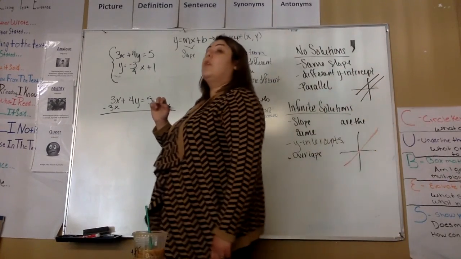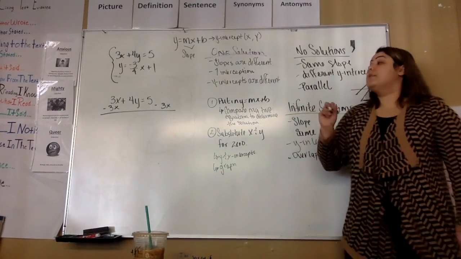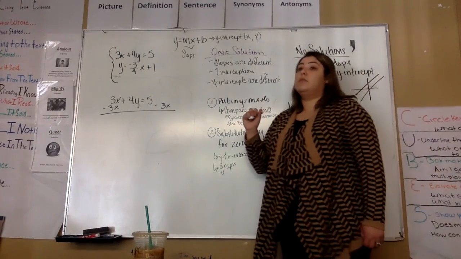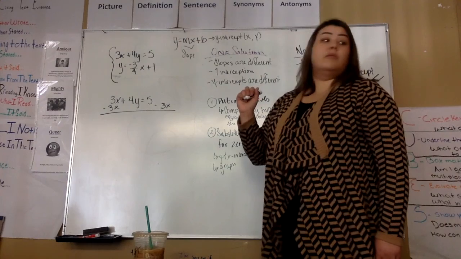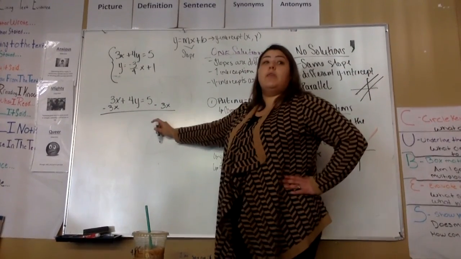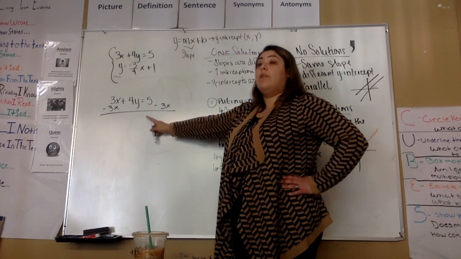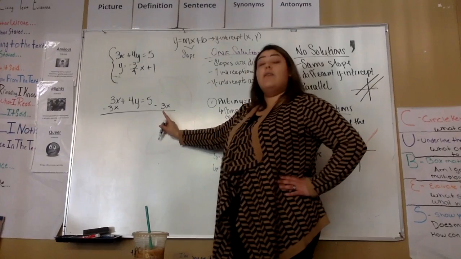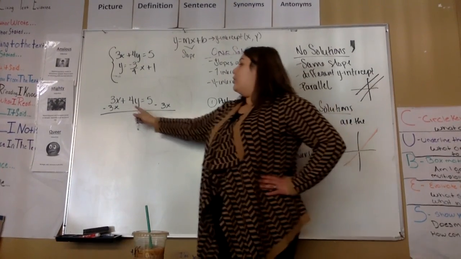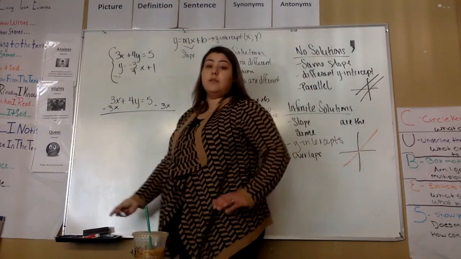Then wait. Alright, why did I not put negative 3x underneath my 5? Because it would confuse you. Does my 5 have a variable next to it? No. So it's two different variables, right? I have a number on its own, and then I have a number with a variable. So 3x minus 3x cancels out, right?